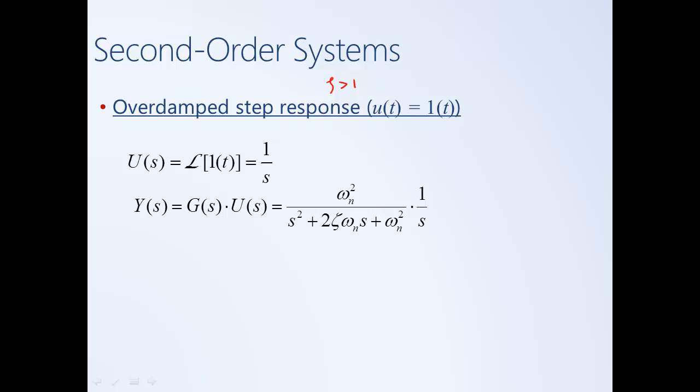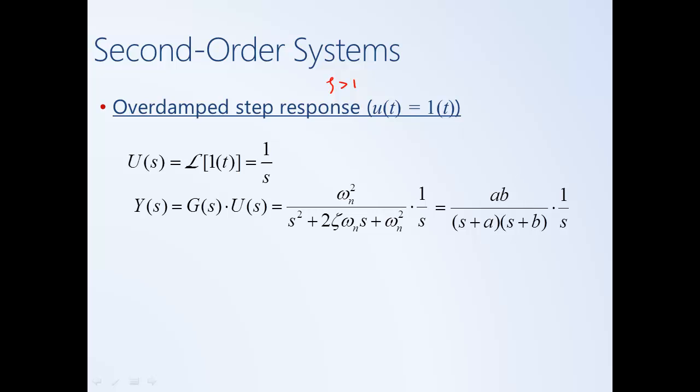Since we're overdamped, we have two distinct real poles, which we can factor out. So let's say that one pole is minus a and another pole is negative b. We can factor those into two distinct factors. And it turns out in order to have this numerator matching this constant term, we need an ab in the numerator.